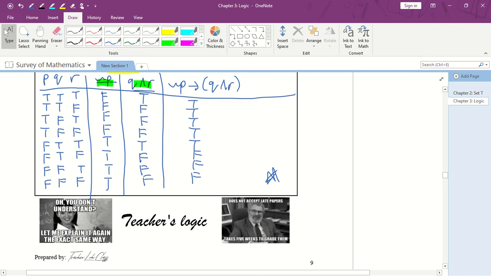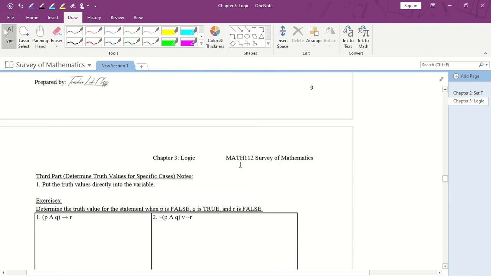Just a meme again. Oh, you don't understand? Let me explain it again this exact same way. And that's the teacher's logic here. Teacher does not accept late papers, but takes 5 weeks to grade them. Yeah, that is teacher's logic. Just for a joke, okay?